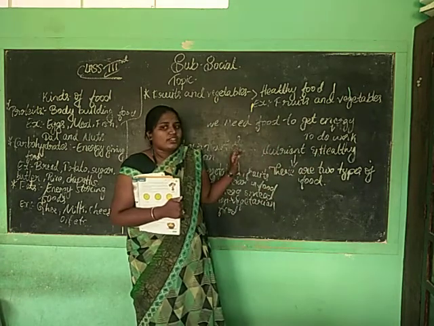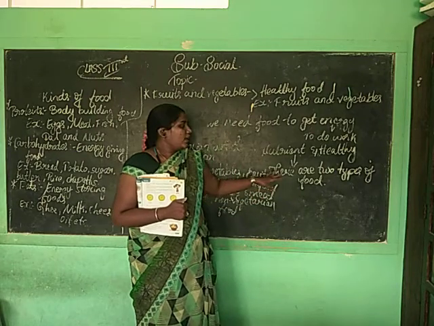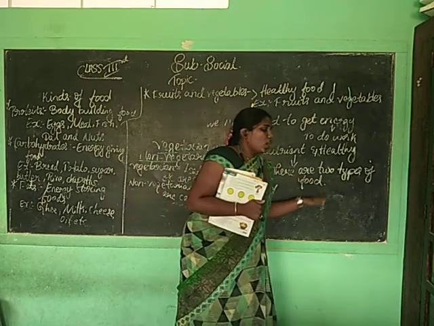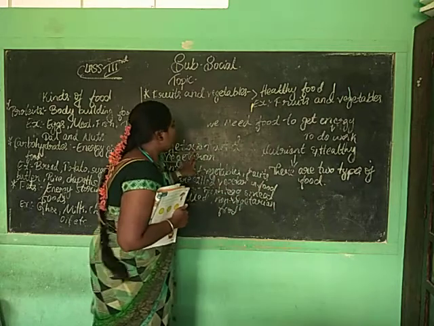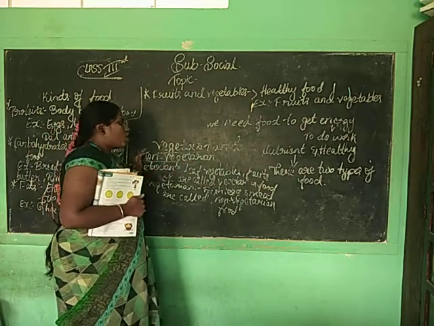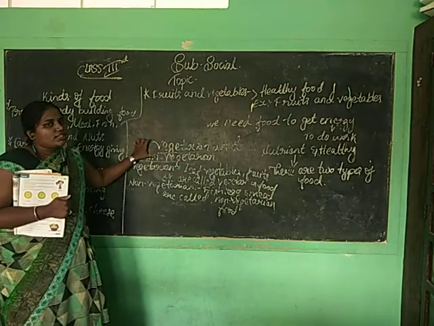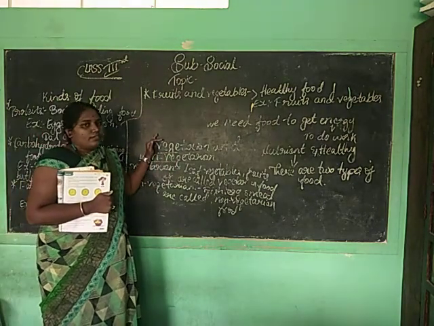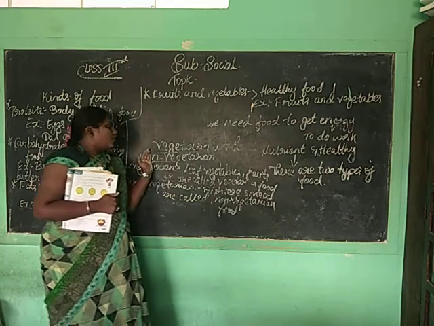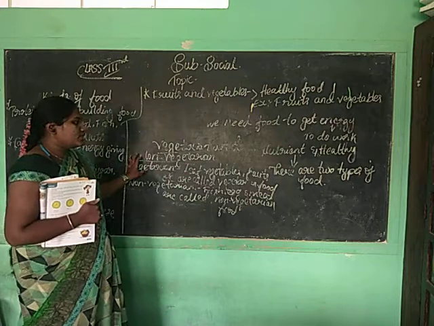In food, there are two types. How many types of food are there? There are two types of food. Which are the two types of food? Vegetarian and non-vegetarian food. Which are the two types of food, children? Vegetarian and non-vegetarian food.